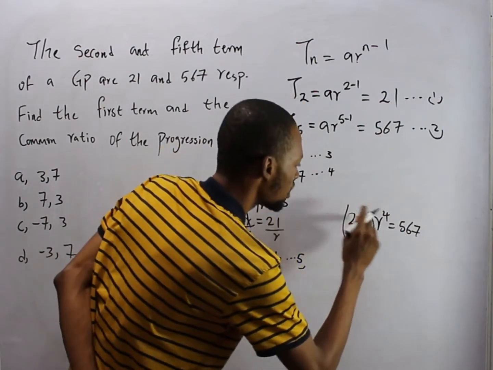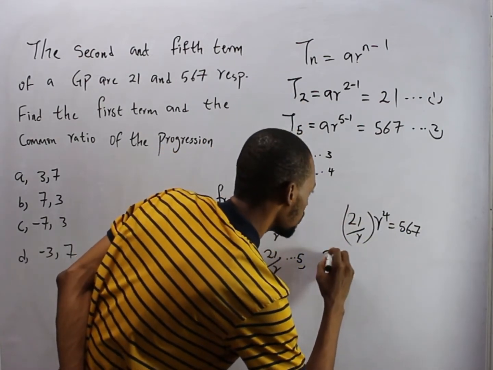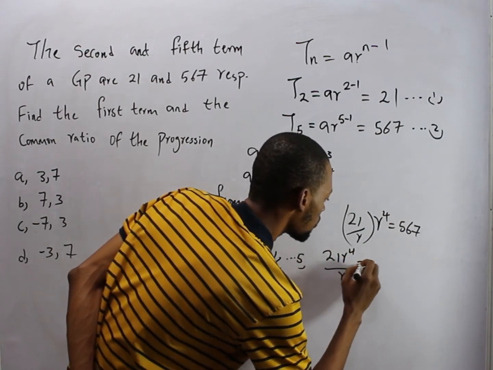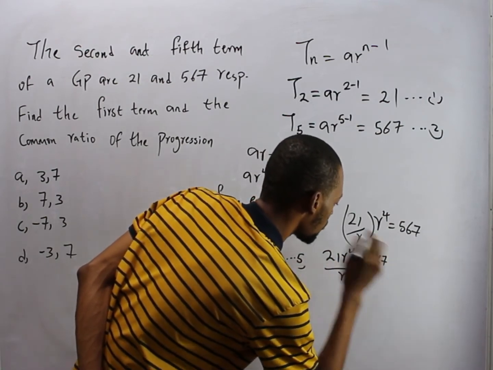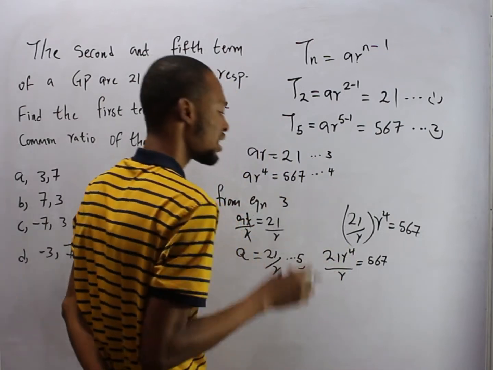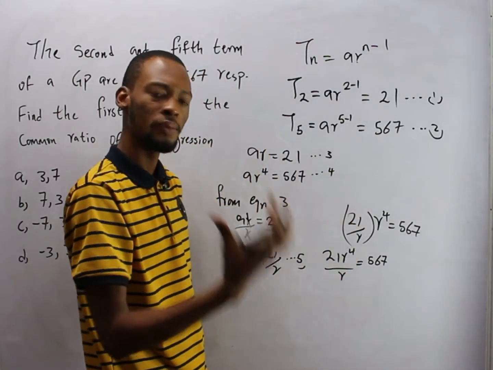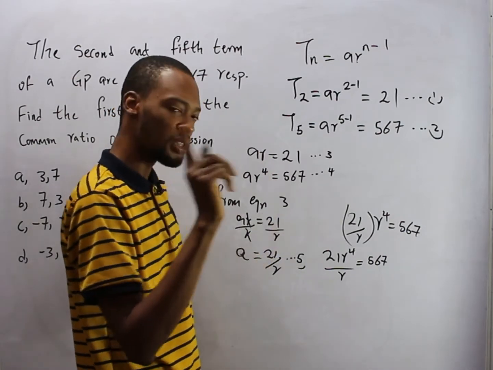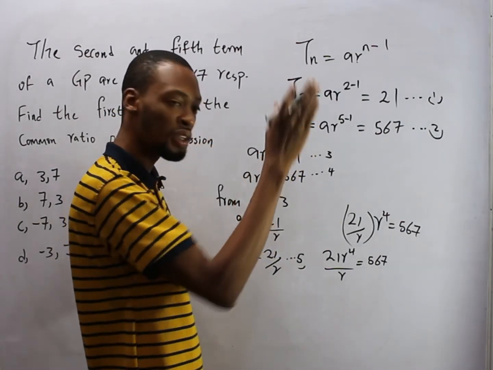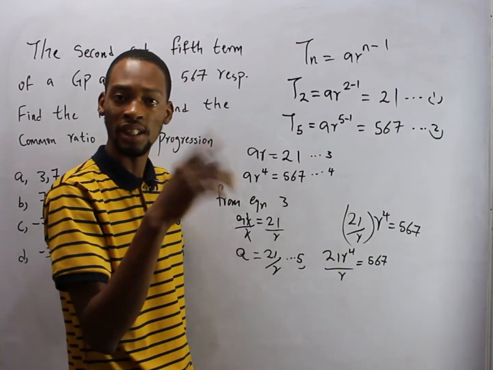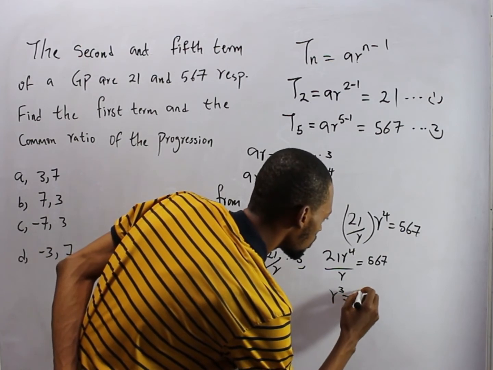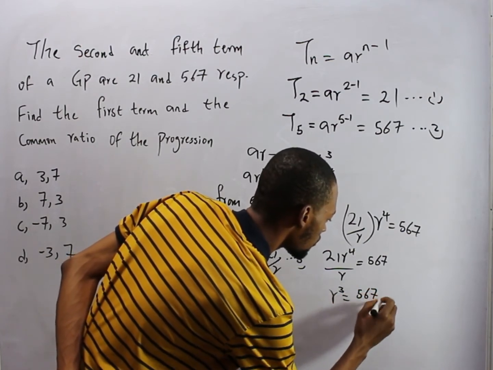And now this is the same thing as 21 times r raised to the power 4 over r equals 567. So this is r raised to the power 4, meaning r multiplied 4 times, and this is one r. So r four times divided by r once means that one of them will cancel. We'll be left with r three times, right? So this will be r raised to the power of 3 equals 567 over 21.